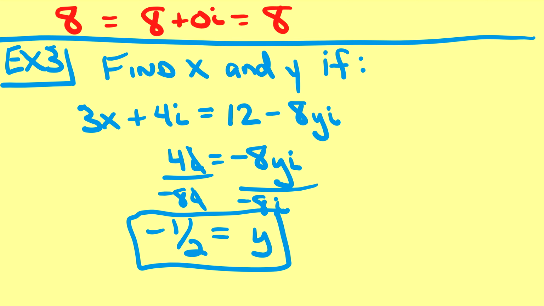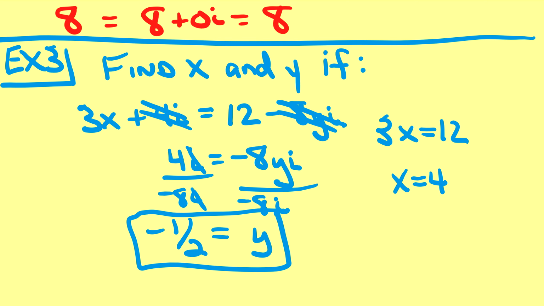And next, I use the i's here for the i and that negative 8yi. Then I'm just left with 3x equals 12. Solving for x, x equals 4. And there's the value for x that I want. So these two values are my solutions to example 3.